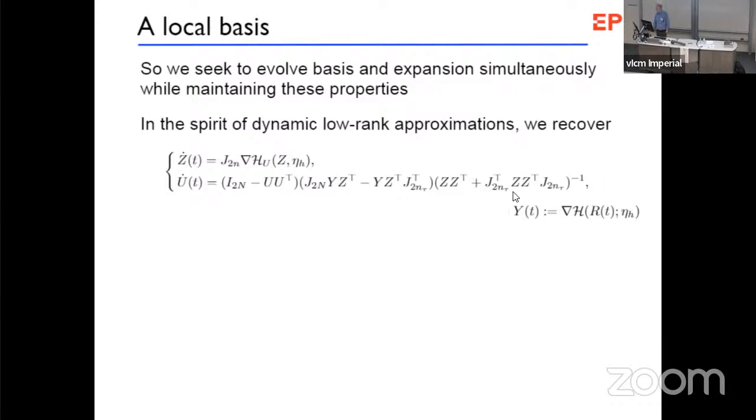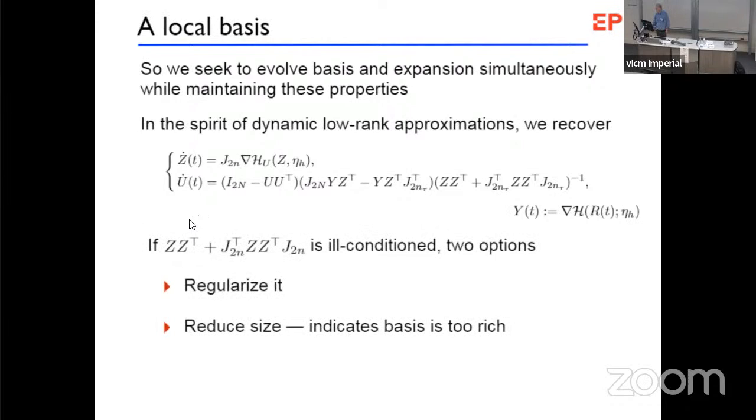But here you now get this term, which is precisely the term I said before had to have a certain rank, because if not, then this is not invertible, and therefore we cannot find the space U, and then who knows what happens. Okay, so there are two situations. If this is very poorly conditioned, you can regularize it in some way. Or you can take the second step, which is to reduce its size.